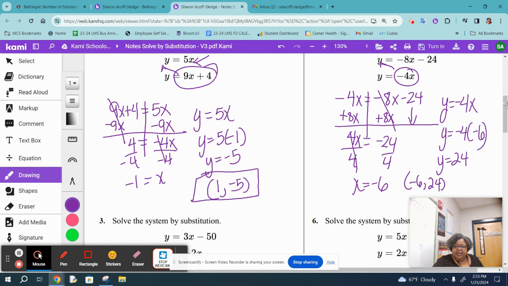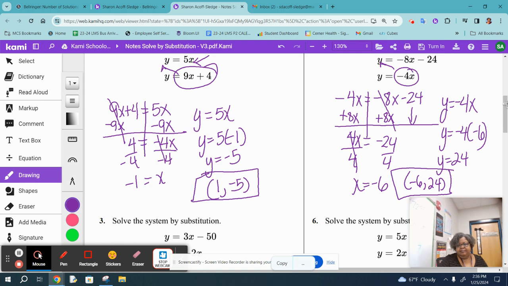Write my ordered pair. Answer is always an ordered pair. And I literally forgot that today and had to go back on all of these and try to scribble in here and work the other part. I don't know what I was thinking. I'm gonna pause while y'all work.